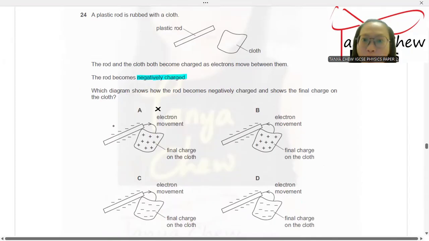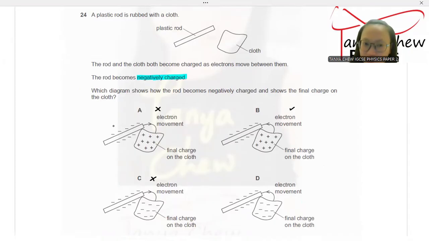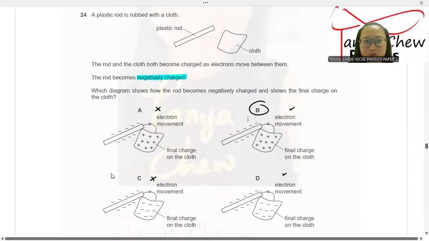A cannot be the answer. Oh, B, electron move to the rod. C is incorrect, because electron move from rod to cloth. D could be the answer as well. Now, when electrons from the cloth have already migrated to the rod, it seems like the cloth is losing electrons. When the cloth is losing electrons, the cloth would become positively charged because it has fewer electrons. Therefore, B is the answer.